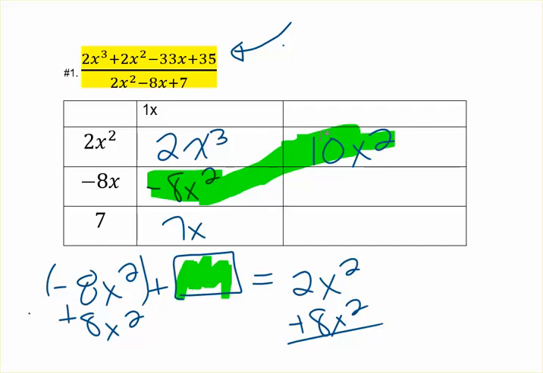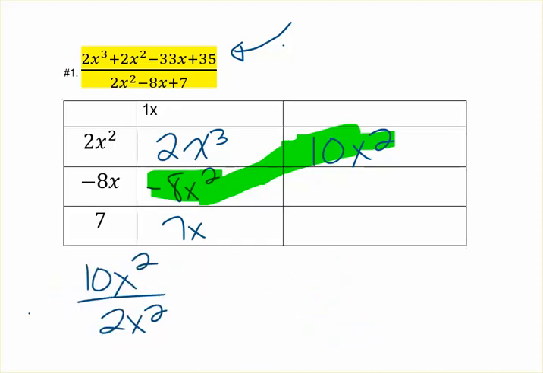So the question is, what would I multiply this first row by, 2x squared, to get the answer of 10x squared? Just like our first step before, we're going to divide. 10x squared divided by 2x squared, well, that equals 5. So that means I must have multiplied by 5 to get that value. Now what we're going to do is multiply that column by each row again. So 5 times negative 8 is negative 40x. 5 times 7 is 35.